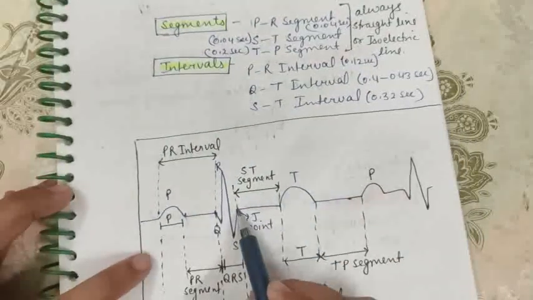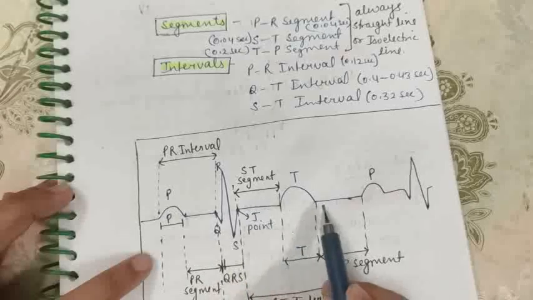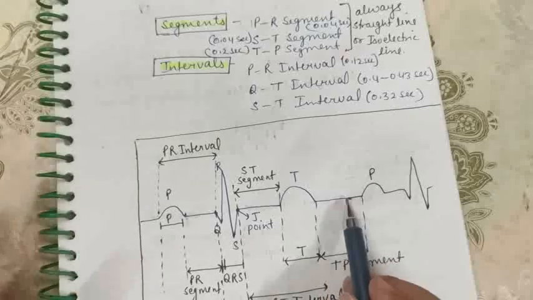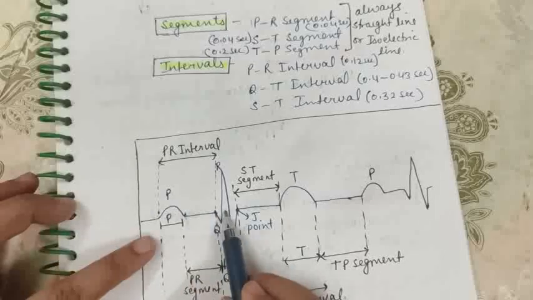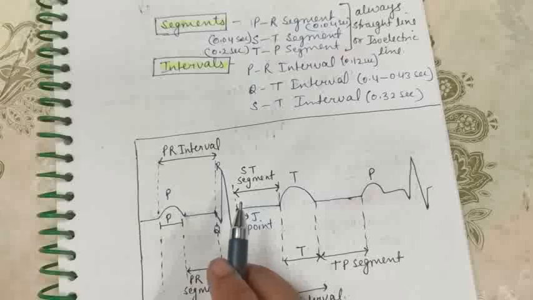ST segment is from end of this QRS complex till the starting of T wave. This is ST segment and this is TP segment. So all the flat portions, you don't have to worry about what we are saying. For example, PR. It's not from P to R, obviously. It's before Q wave in fact. So PR is ending on starting of the QRS complex. So this you have to remember just.